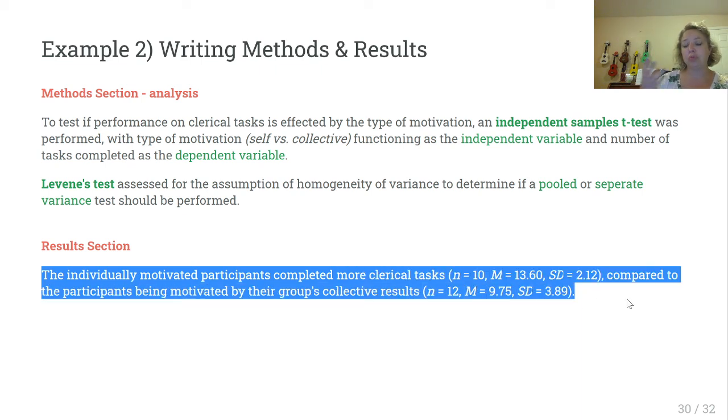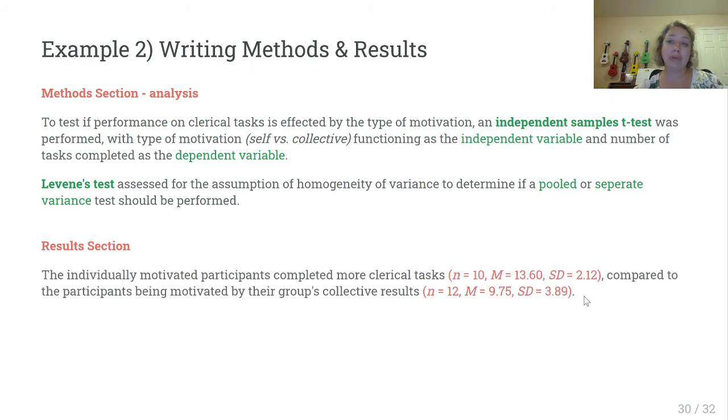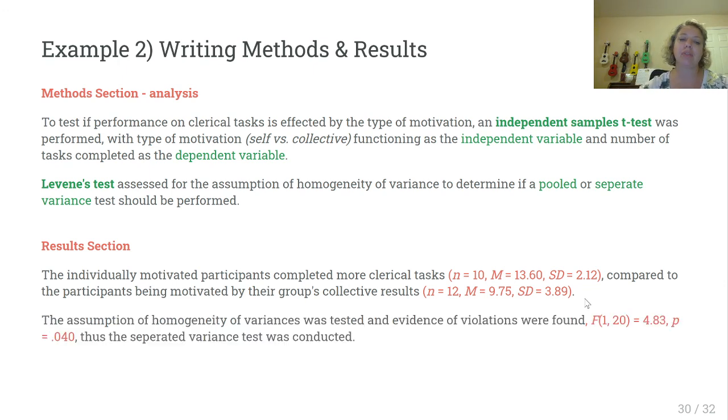Again, with two groups, we can stick this in a sentence. If you have more than two groups, which we will get to in the ANOVAs, you will probably want to make a table when you have more means and standard deviations. So then we're going to talk about that assumptions test we did. The assumption of homogeneity of variance was tested and evidence of violations of homogeneity of variance was found.